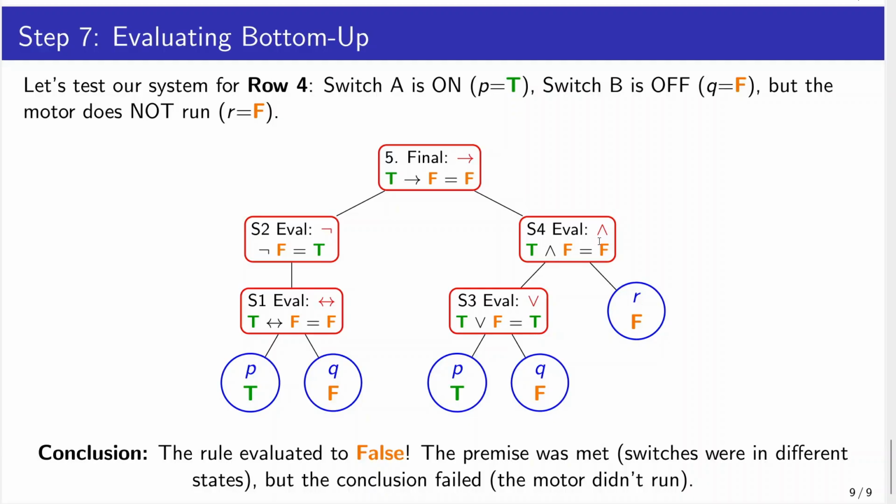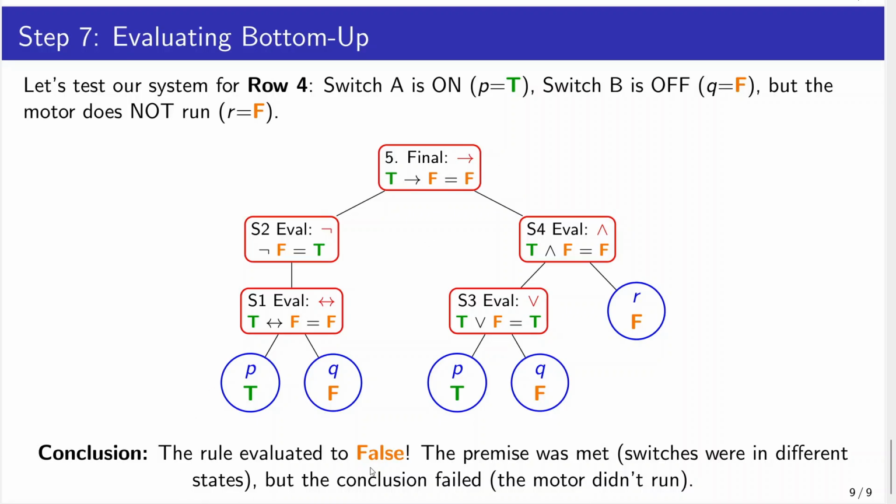Finally, we arrive at the very top, the main connective. The left side gave us true, the right side gave us false. We have true implies false. Remember our rule for implications? A true premise leading to a false conclusion is the broken promise. Therefore, the final result at the top is false. Our conclusion? The overall logical rule evaluated to false.